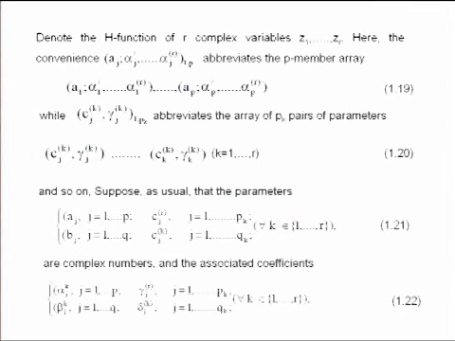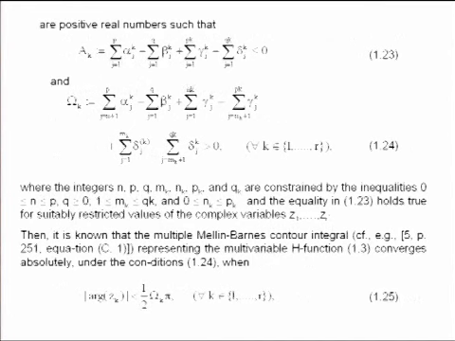Suppose as usual that the parameters Aj and Bj, equation 1.21, and complex numbers and the associated coefficients alpha jk, j equals 1 to p, beta jk, j equals 1 to q, delta jk, j equals 1 to qk, for every k belonging to 1 to r, and positive real numbers such that gamma k equals the sum j equals 1 to p, in equation 1.3 and sigma k in 1.24.